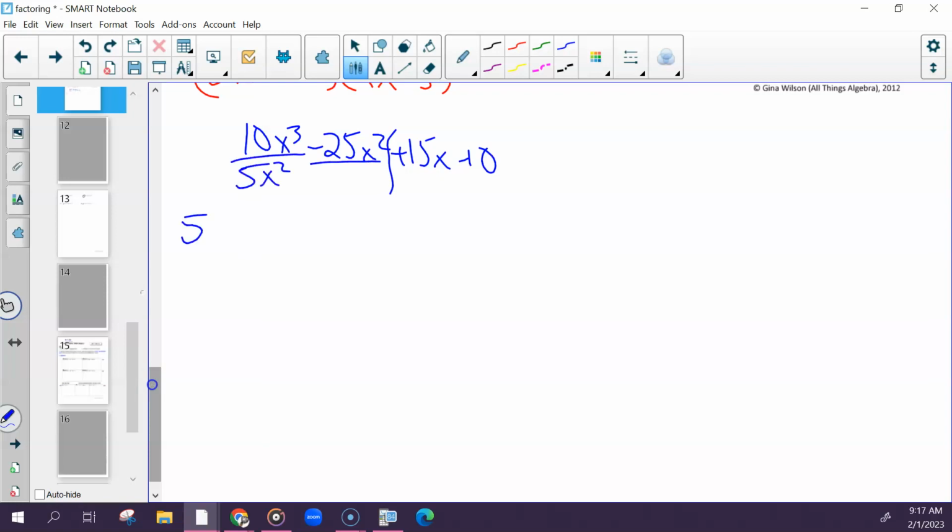So we know this first part's going to be the same. I just changed the 4 to a 15. What would the GCF of the second two be? 15 minus 10, so that should be 5.